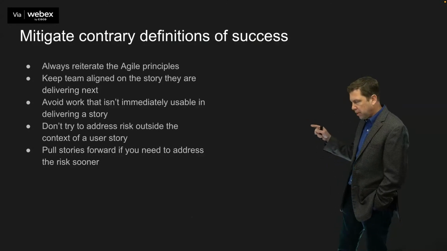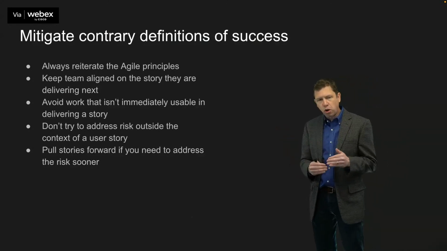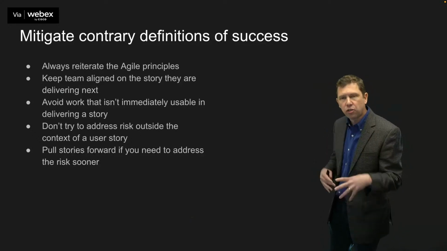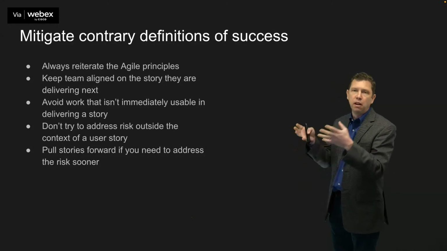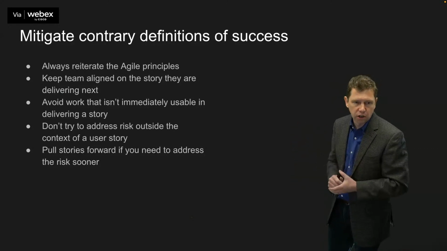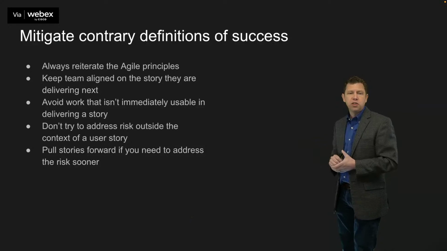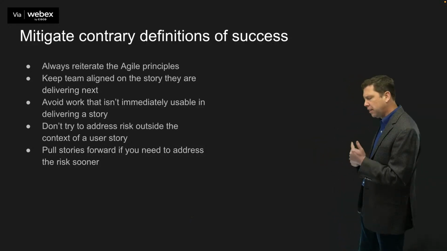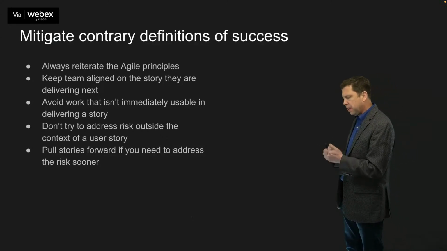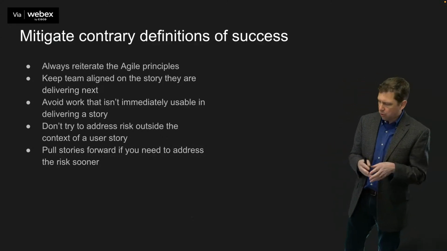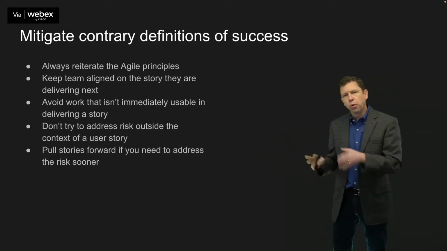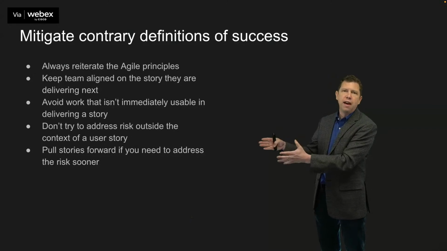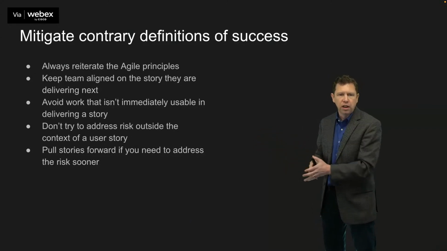So this is something I see a lot where teams are trying to work so far ahead because they're seeing what they need to do in the future that they lose sight of how do we deliver something functional to the user in the near term. Don't try to address risk outside of the context of a user story. It's very easy to get in a position where, hey, we're going to need to integrate with this technology down the road, so we're going to go build a proof of concept to integrate with that technology so we'll have the experience by the time we get there.